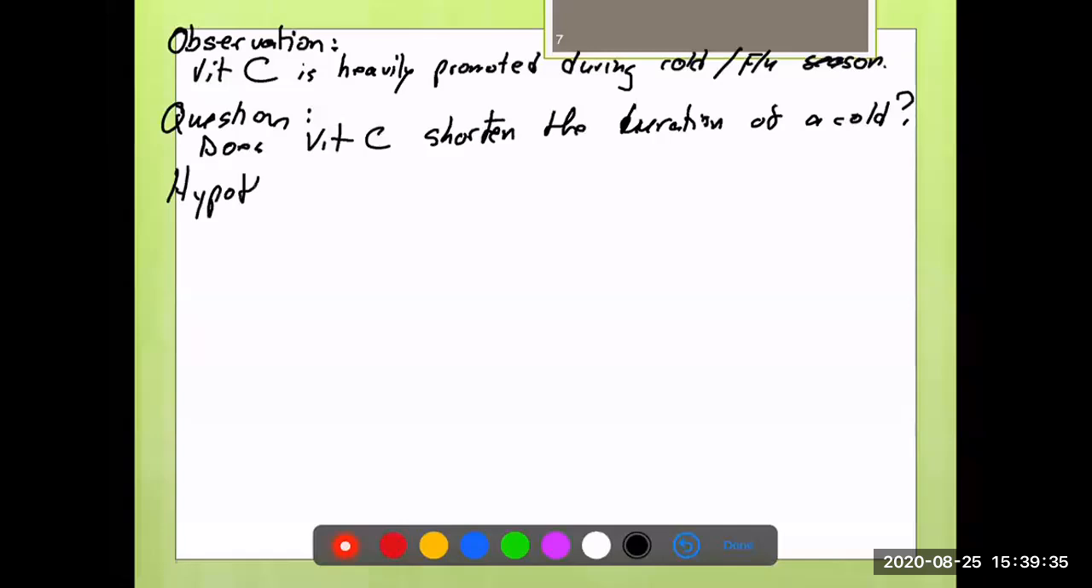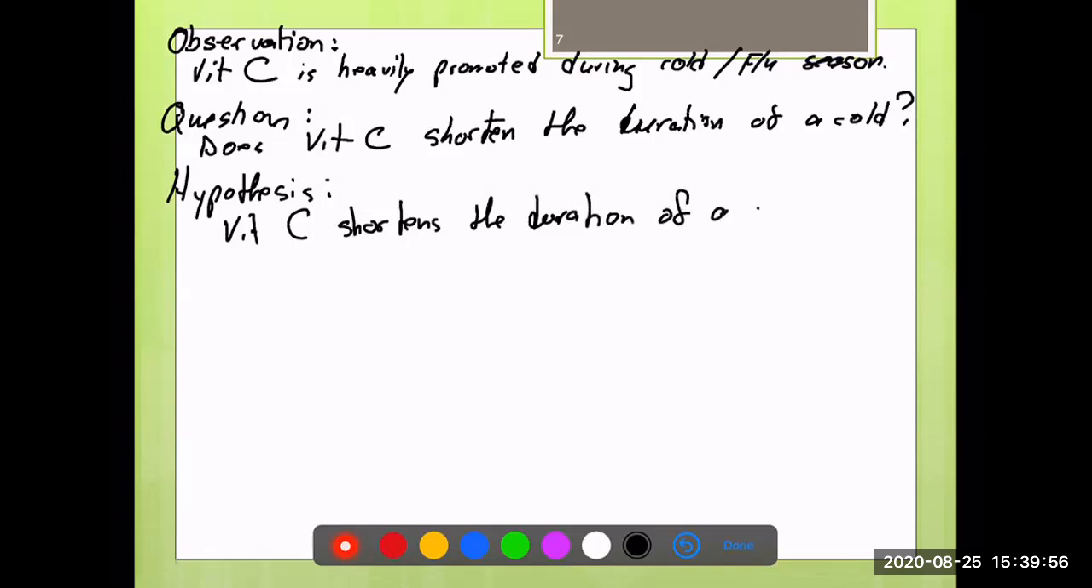Now our hypothesis. The hypothesis should not be written like some sort of elegant thing. It should be straight to the point. Here I'm going to say vitamin C shortens the duration of a cold. I could have also said vitamin C does not shorten the duration of a cold. Regardless of how I wrote my hypothesis, I need to ensure that my experiment challenges the hypothesis.